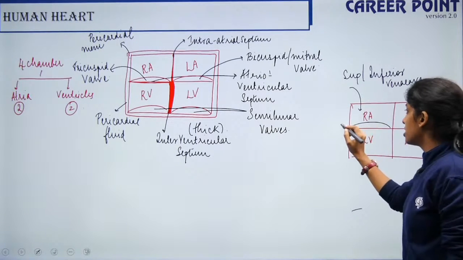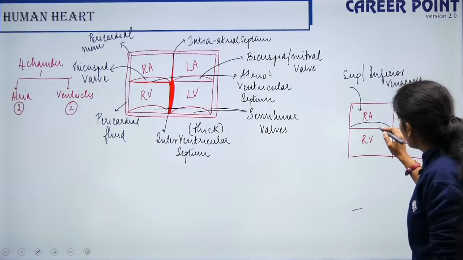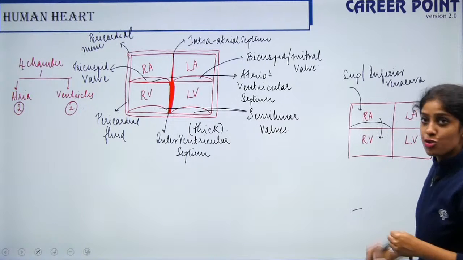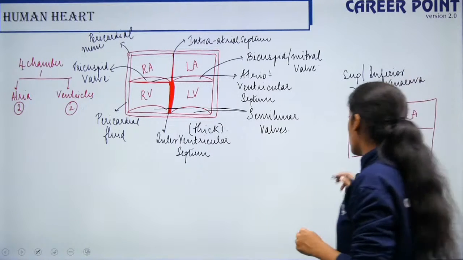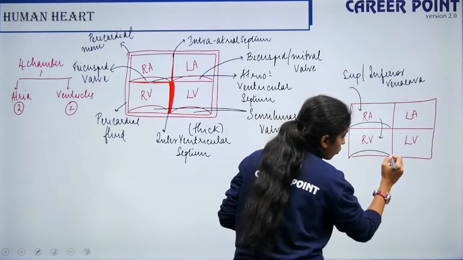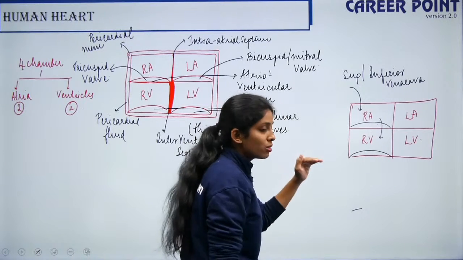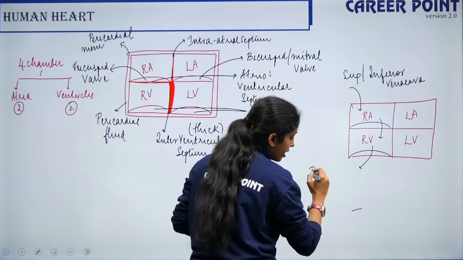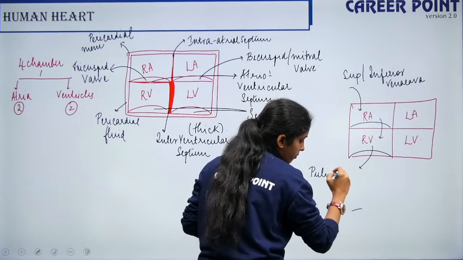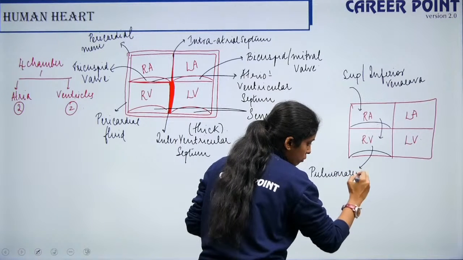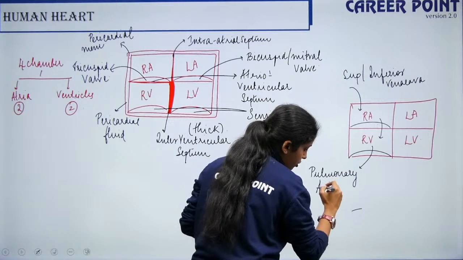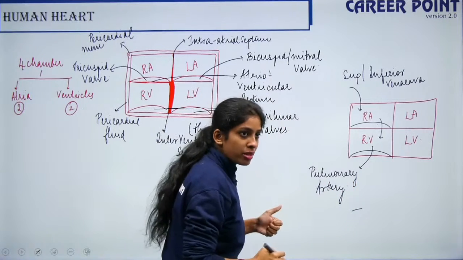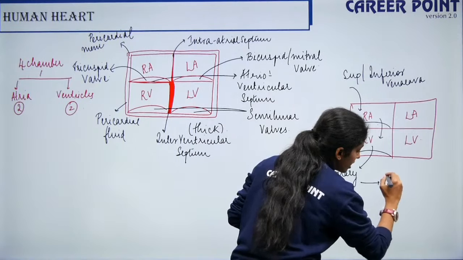Once inside the right atria, we have a valve. This is the tricuspid valve. This valve opens and the blood moves inside the right ventricle. Once inside the right ventricle, we have a semilunar valve. Now this valve will open and the blood will move inside the pulmonary artery. From the pulmonary artery, it will move inside the lungs.